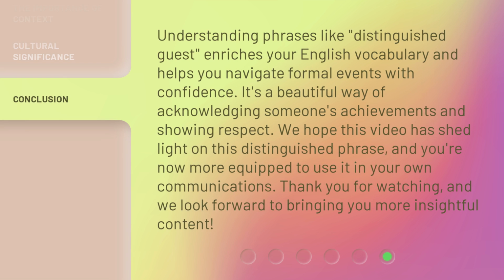Understanding phrases like distinguished guest enriches your English vocabulary and helps you navigate formal events with confidence. It's a beautiful way of acknowledging someone's achievements and showing respect.